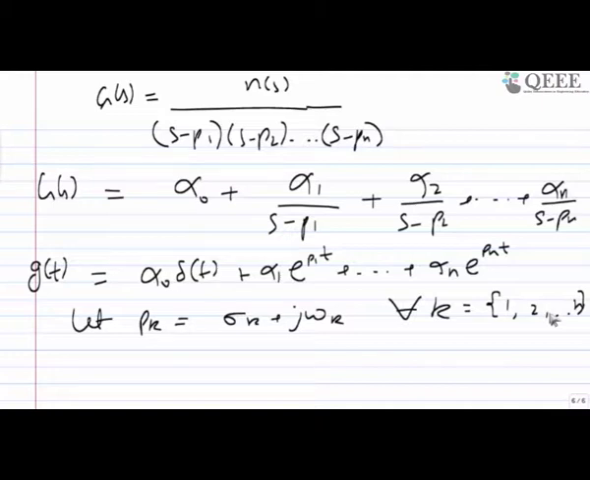Let's see this now. What do we write? Let's see all the components. If I put this p k into the exponential, let's write this e to the power p k t and take the mod of it. What I will get is sigma k plus j omega k.